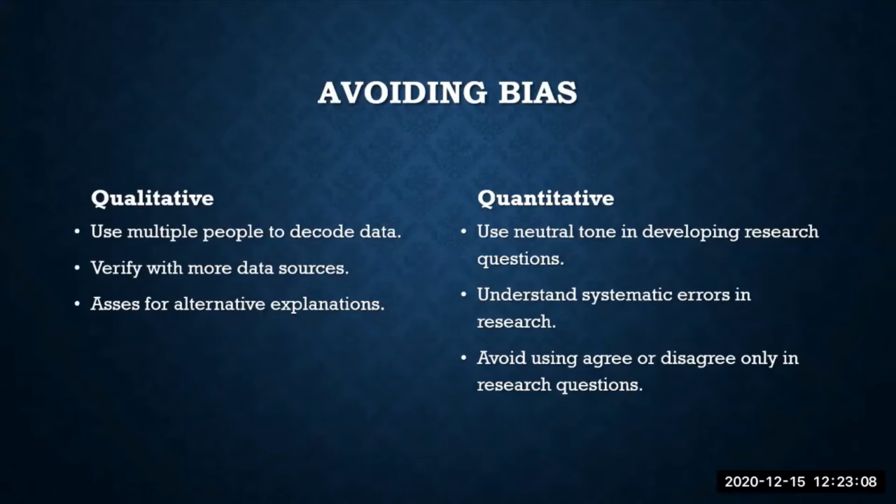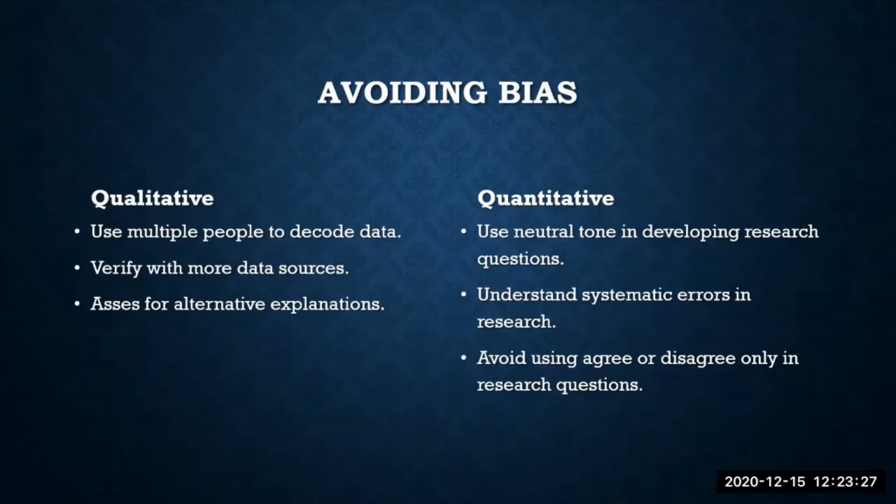On the quantitative side, ways to mitigate against bias is that you want to use a neutral tone in developing research questions. So you don't want to use gender-based questions or leading questions. You want to have something that's very black and white in general as far as the questions, but you want it to be very clear and very concise in the wording.